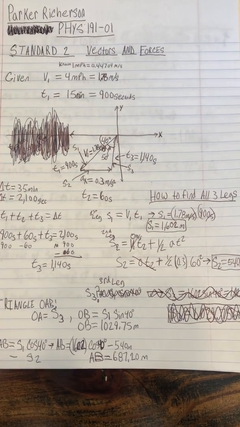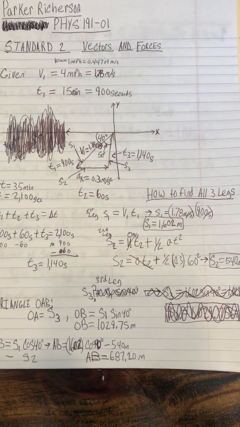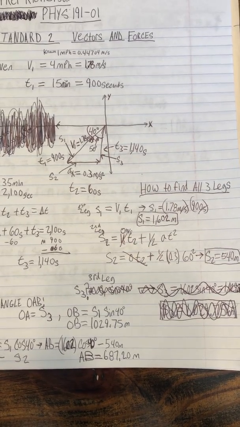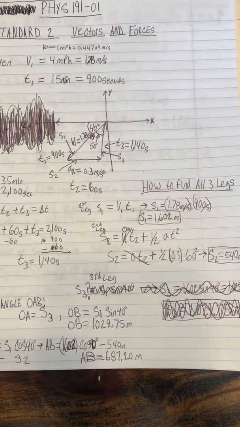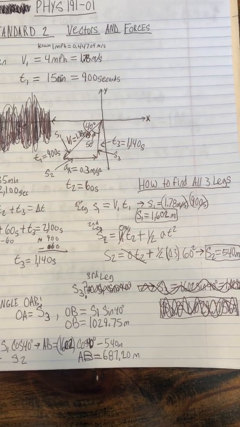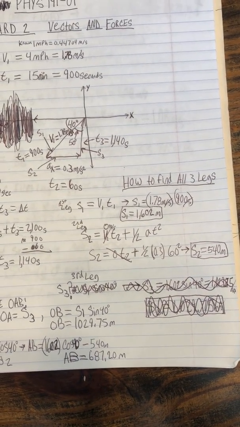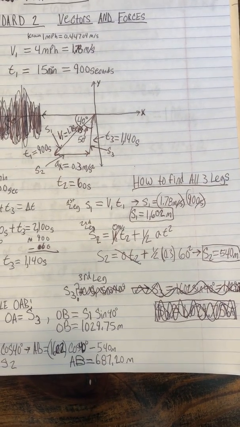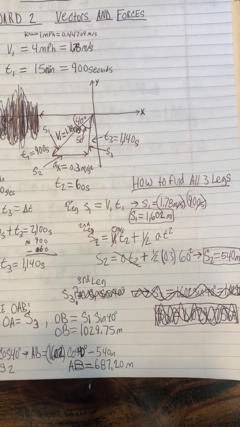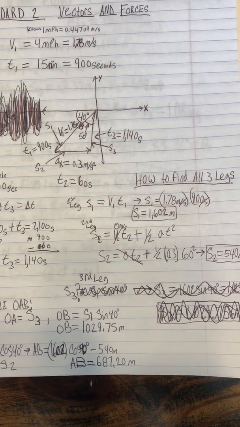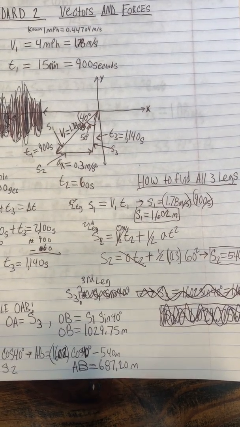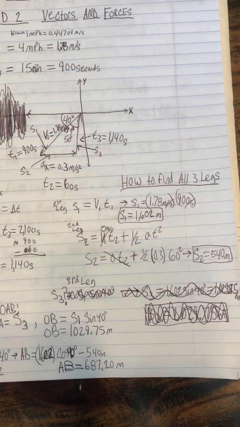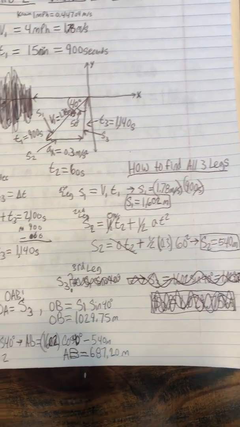So the first leg, which is S1, equals V1 times T1. S1 equals 1,602 meters. Then to find the second leg, you do S2 equals V2, which is 0 meters per second, times T2 plus 1/2 acceleration times T squared. So S2 equals 540 meters.